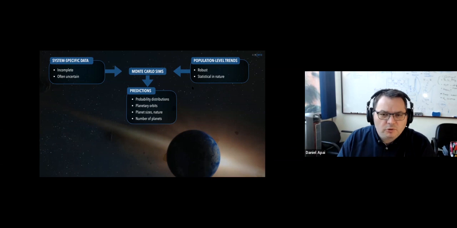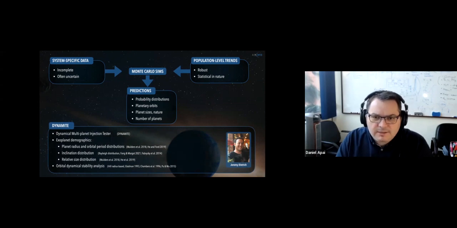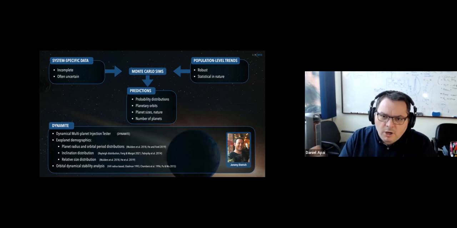So to do this, we developed the Monte Carlo simulation framework, and we can make predictions that are in the form of probability distributions for planetary orbits, planetary sizes, nature of planets, and potentially the number of planets. So this work is led by Jeremy Dietrich. He has done really amazing work in following up on this idea and developing it into a series of exciting papers.